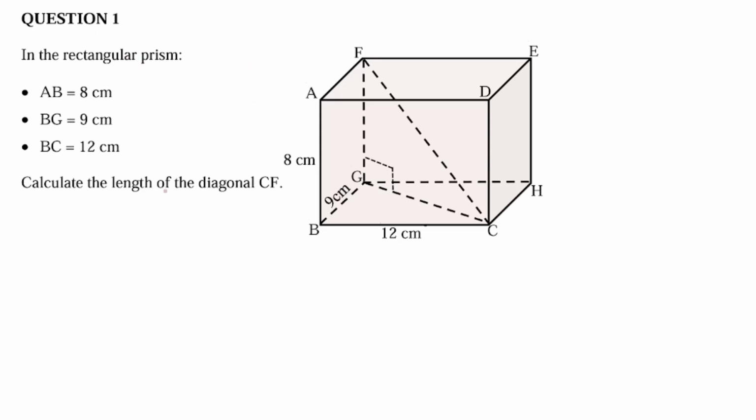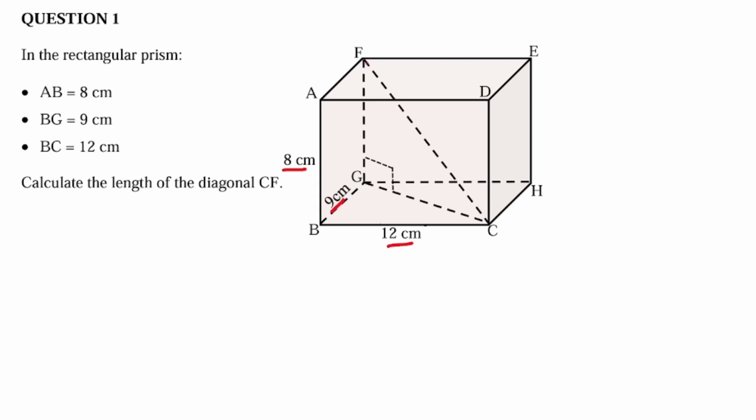Let's do question 1. It says that in the rectangular prism, AB is 8 centimeters, BG is 9 centimeters, and BC is 12 centimeters. This is a rectangular prism, so we know a rectangular prism is made up of rectangles, and the interior angles of a rectangle are 90 degrees, isn't it? Calculate the length of the diagonal CF.